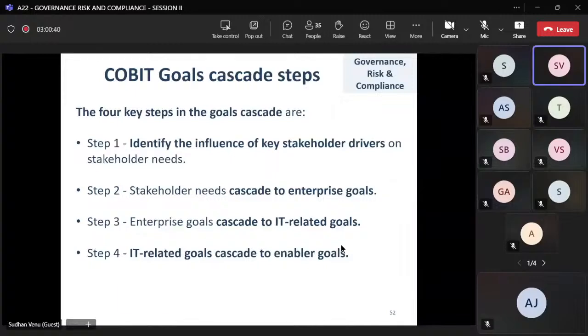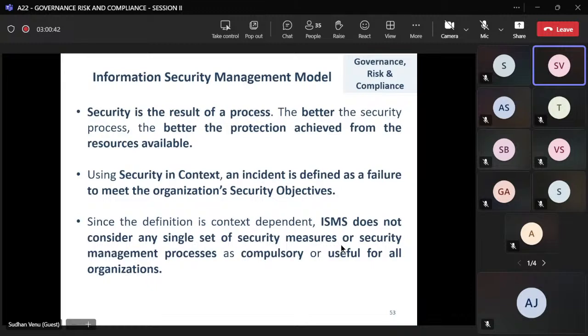That is what I explained step by step here. The next one is the information security management model. This kind of model is for security, which is the result of the process. The better the security process, the better the protection achieved for the various resources available. And in the security context, an incident is defined as a failure to meet the organization's security objectives. And ISMS does not consider any single set of security measures or security management process as compulsory or usual for all organizations.